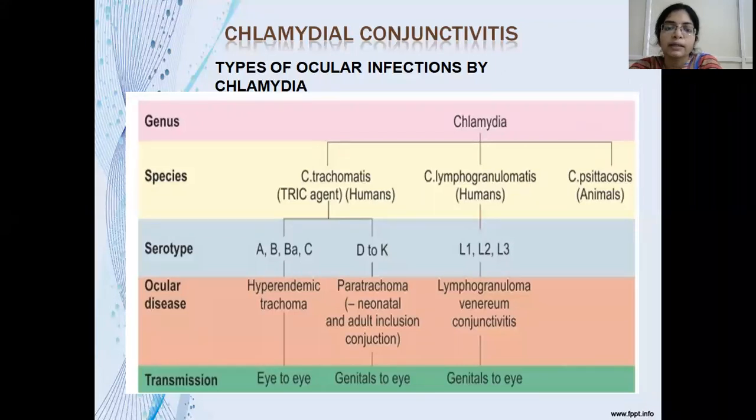Paratrachoma also causes what is known as neonatal inclusion conjunctivitis, which is nothing but your ophthalmia neonatorum. I hope you remember that. And then also adult inclusion conjunctivitis. So the main serotypes causing infections in humans are from A to K, A to C causing hyperendemic trachoma, and D to K causing paratrachoma, also known as the neonatal and adult inclusion conjunctivitis. All right.